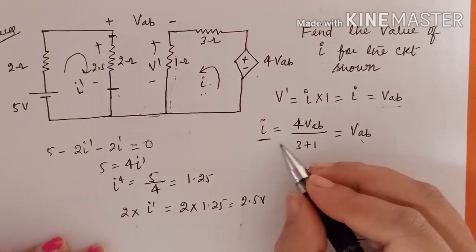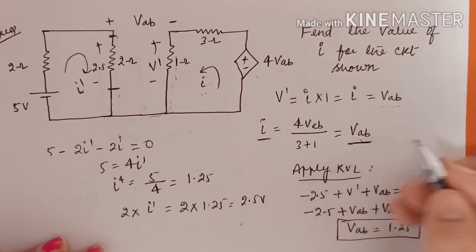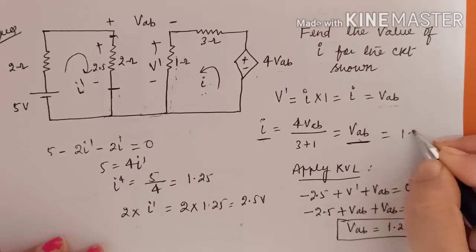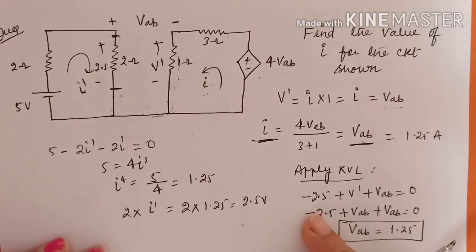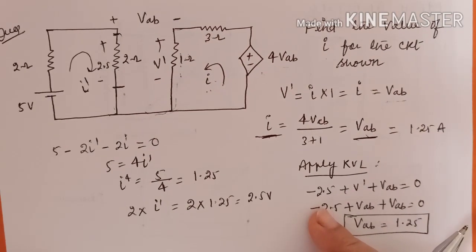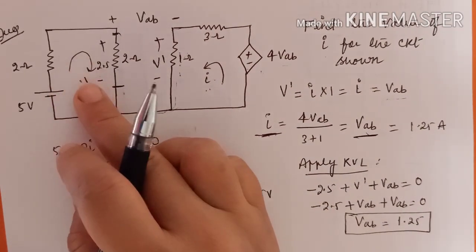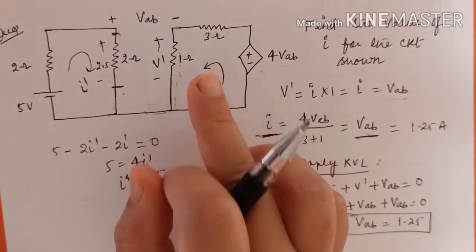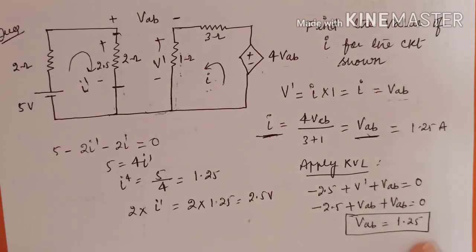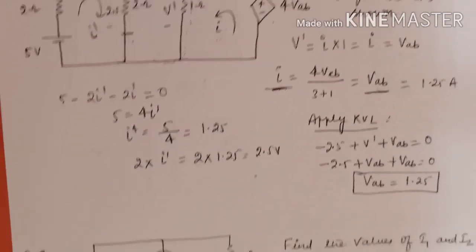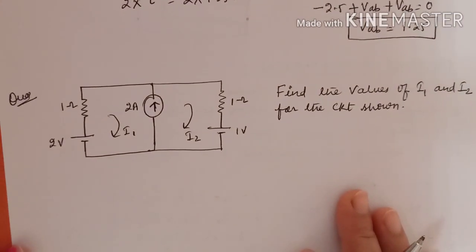Clear? And what is the I value? I is only the VAB. So I equal to 1.25 ampere. This is how you have to apply the mesh analysis and find the current value. Just identify the number of meshes, means individual loops. Then apply the KVL and find the current value. Clear? Next, let's solve this question.